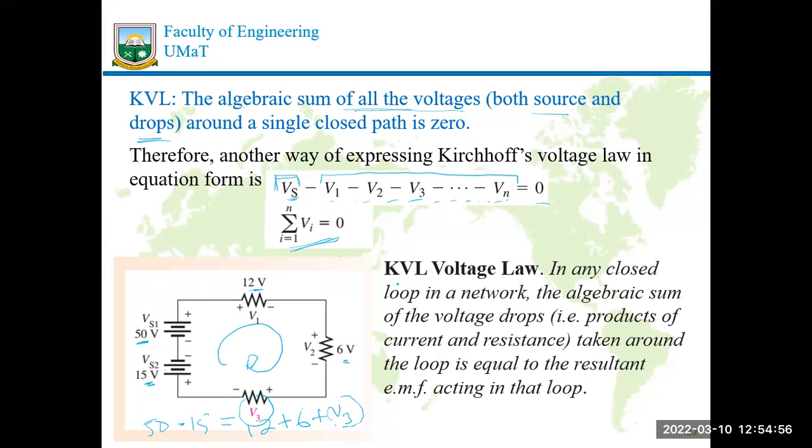So Kirchhoff's KVL, Kirchhoff's voltage law, says in any closed loop, so you see that it's a closed loop, it's not open. If it is open, that means there will be a break in the connection. The algebraic sum of the voltage drops, that is the product of current and resistance, taken around the loop is equal to the resultant EMF acting in the loop.